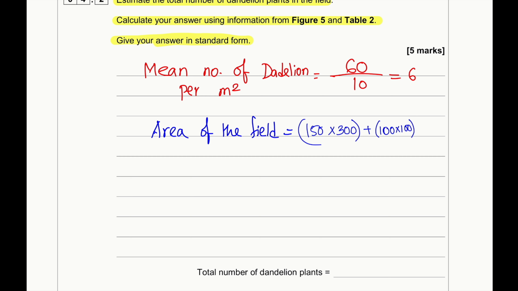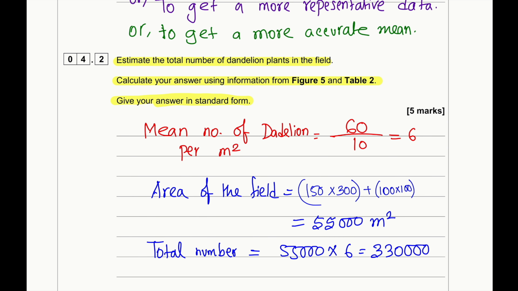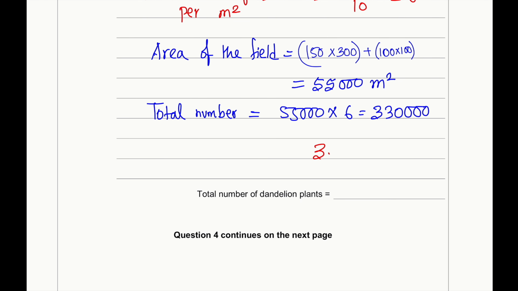Now the total area comes out to 55,000 meter square. Since there are 6 dandelions per meter square, the total number of dandelions is 55,000 times 6, which gives us 330,000 dandelions. Now the answer must be given in standard form. So the answer can be written as 3.30 times 10 to the power of 5. So 3.30 times 10 to the power of 5 will be the correct answer.